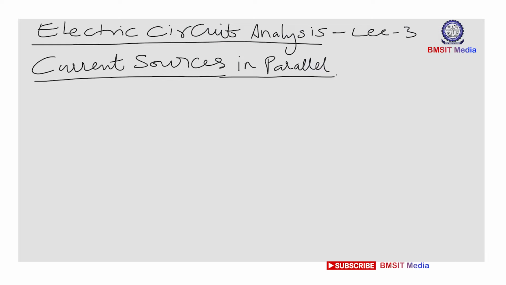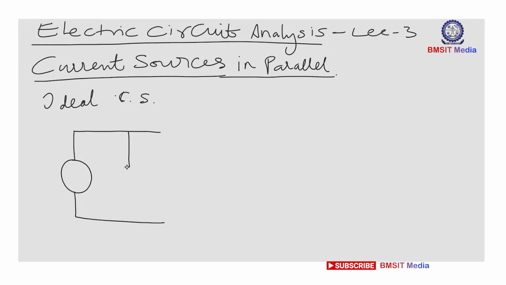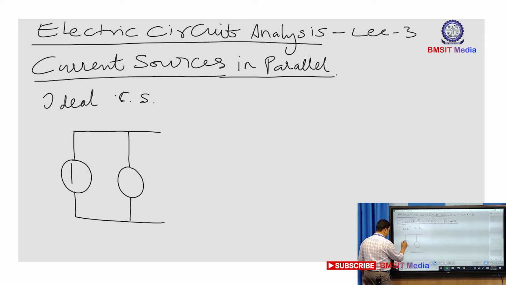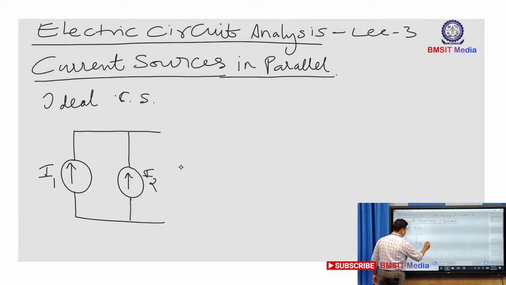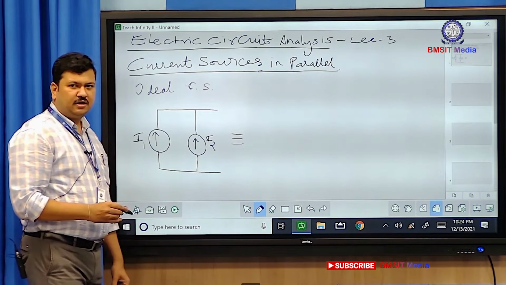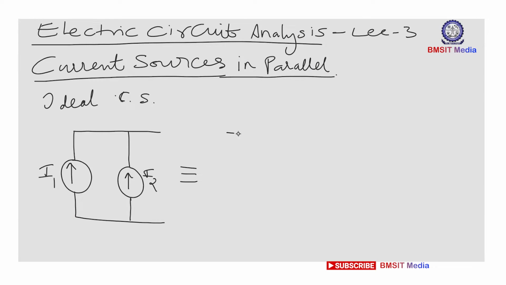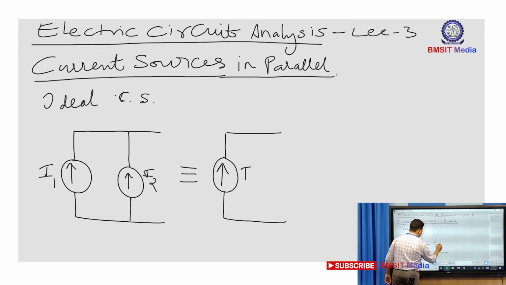So first let us take the ideal current sources. Now if there are two ideal current sources connected in parallel, suppose one current of value I1, other current of value I2, then equivalently I can represent this with a single source taking the algebraic sum of both the current values. So this will be the total current I as a resultant of sum of two currents, I1 plus I2.